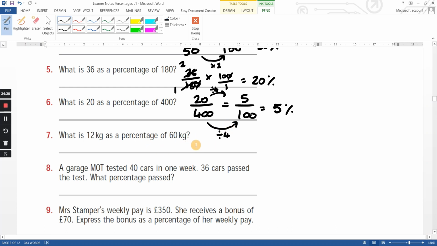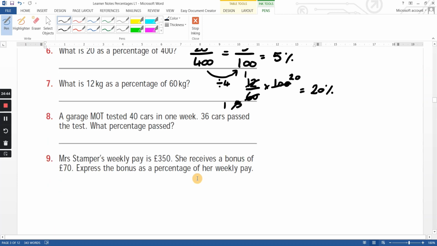12 kg out of 60 kg. Running out of space here. Let's do it this way. I'm going to divide by 12 here, divide by 12 here, and then 5 goes into that once, 5 goes into that 20 times. So that's going to be 20%.